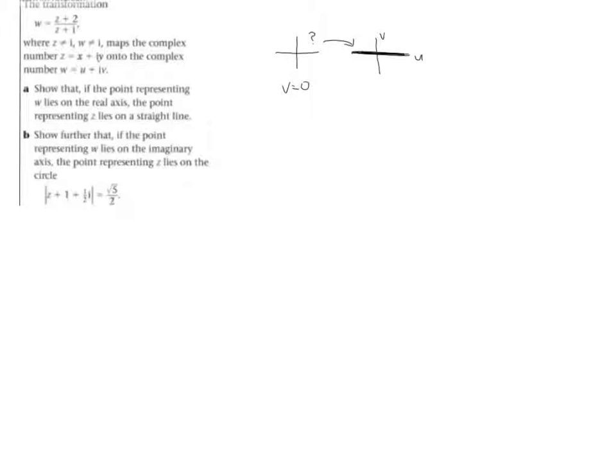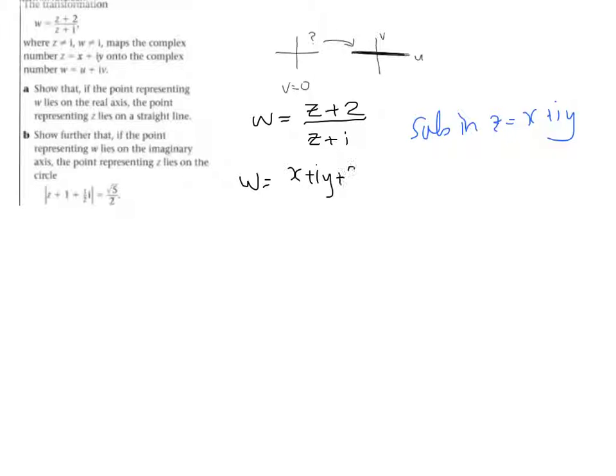Right, now for the other way, v equals 0. We know about w, so let's start by writing what w is, because I know something about it. I've got a restriction, v is 0, in component form, in terms of u and v, so I need to get my z's in terms of x and y. I need to sub in x plus iy, and then everything can be in component form. So w equals (x plus iy plus 2) over (x plus iy plus i).